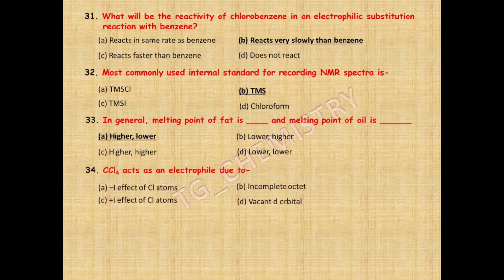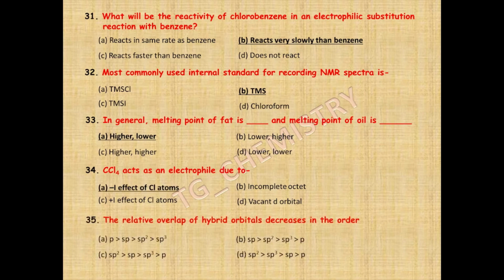Next question is, CCl4, tetrachloromethane, acts as an electrophile due to, options are A minus I effect of Cl atoms, option B incomplete octet, option C plus I effect of Cl atoms, or option D vacant d orbital. Now the right answer is option A, minus I effect of chlorine atoms.